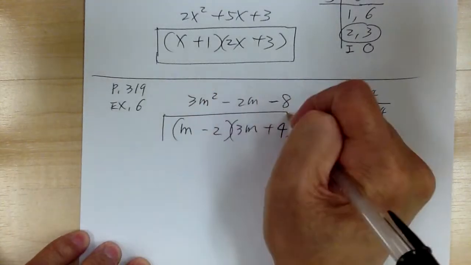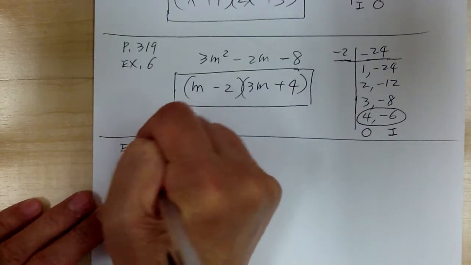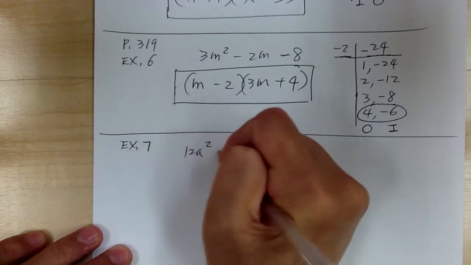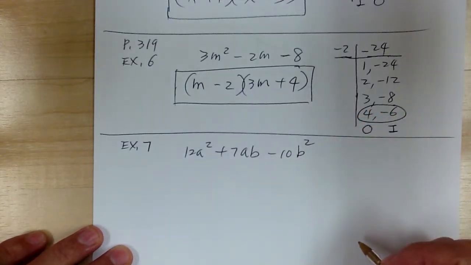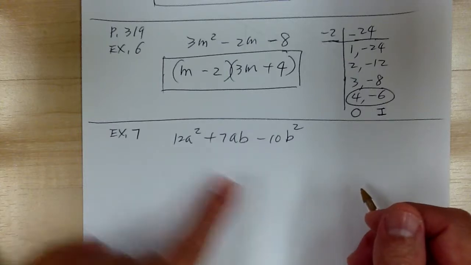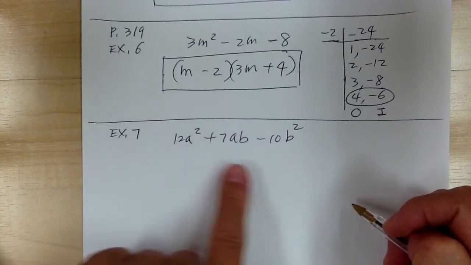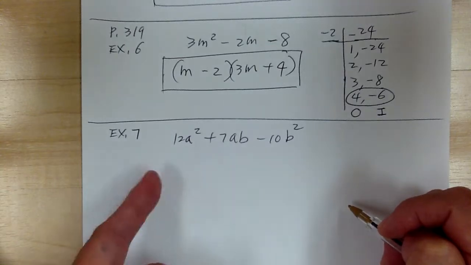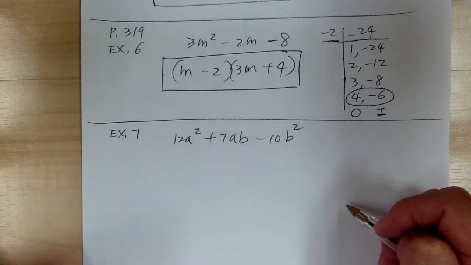Okay, let's go to example 7. Example 7, you have 12a squared plus 7ab minus 10b squared. Okay, so step 1. Well, first make sure that you're in correct order, and yes, they are correct order. Then first check your common factor, right? Step 1, common factor. You cannot do any of the number, and you cannot do variable because there's no b, so you cannot do b. There's no a, so you cannot do a, so cannot do the variables.